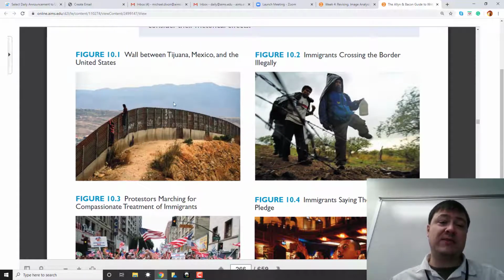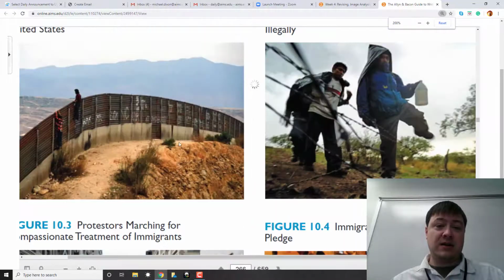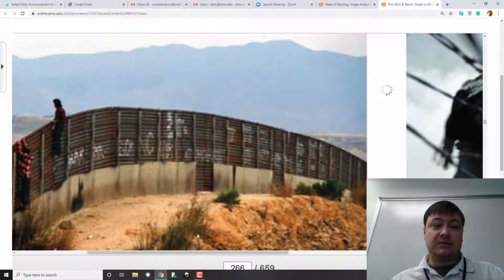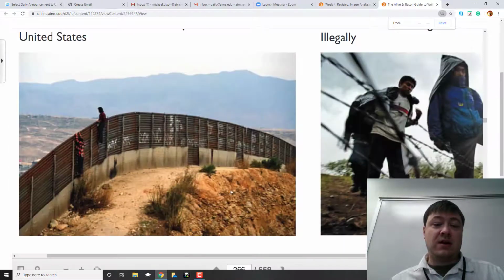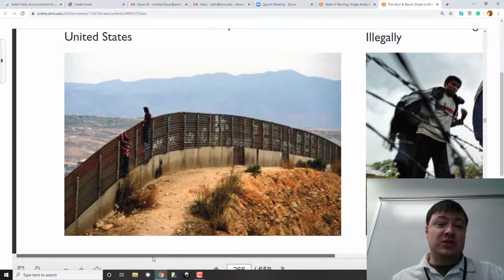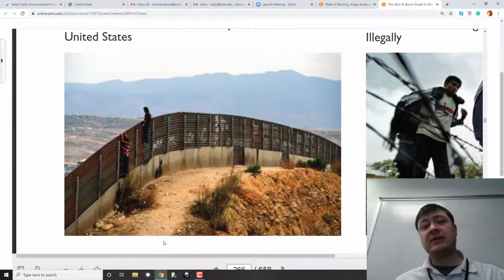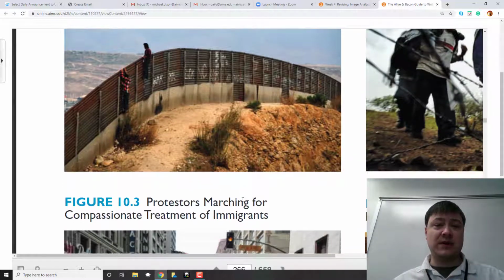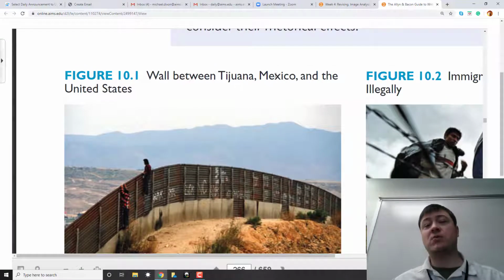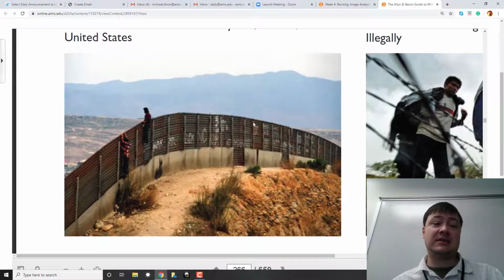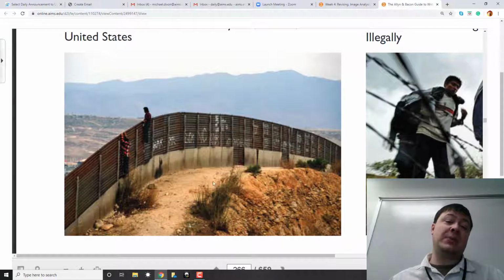This particular top left photo right here is zoomed in a little too far. It's showing the issue of immigration, and it's showing what's supposed to be the border wall, or what it's saying is. So wait, what's its caption? Wall between Tijuana, Mexico, and the United States. So it's implying that this side right here is Mexico and over here is America, right? Because these are the immigrants trying to climb over the wall.